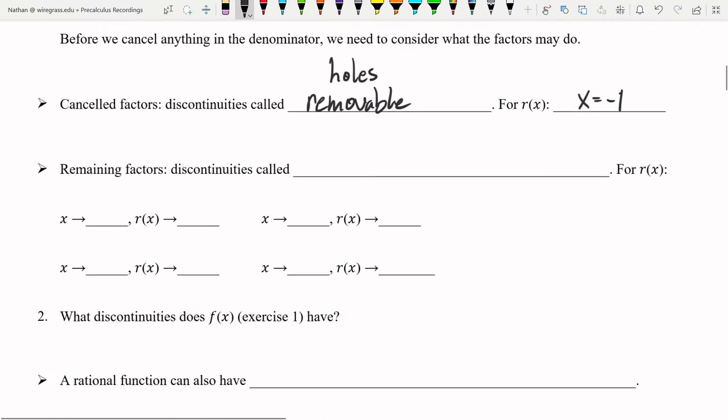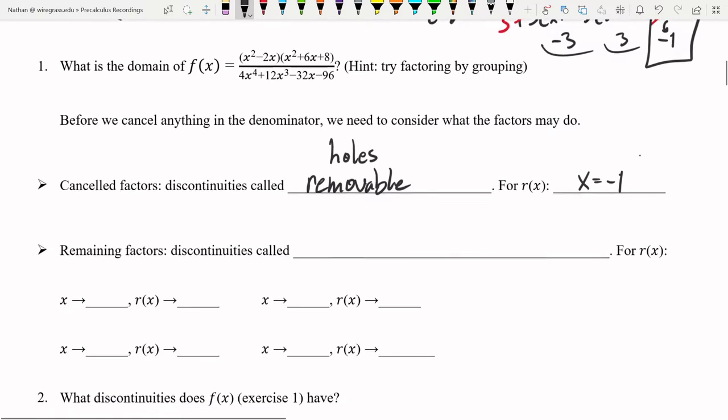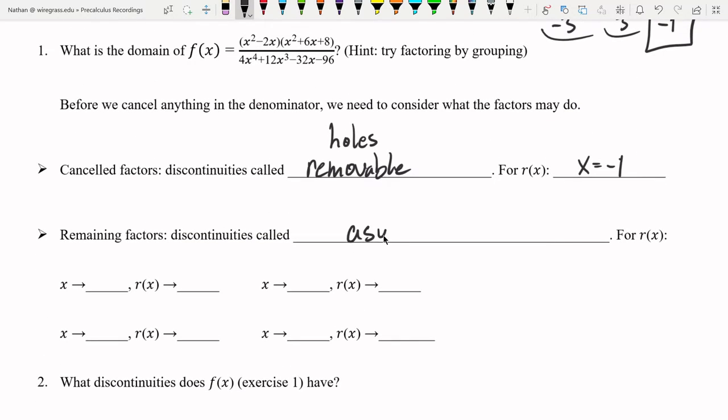Now, the remaining factors, as you can see, we have this one and this one. Those remain even after the canceling. Those are called asymptotes. And we've seen a number of these so far in different functions, but rational functions really show asymptotes very well. They commonly are there, so keep this in mind. You're going to probably always see these with rational functions. Some of them it won't happen that way, but most of them do.